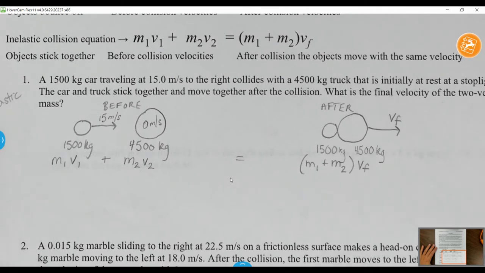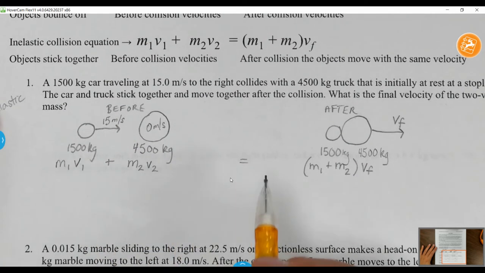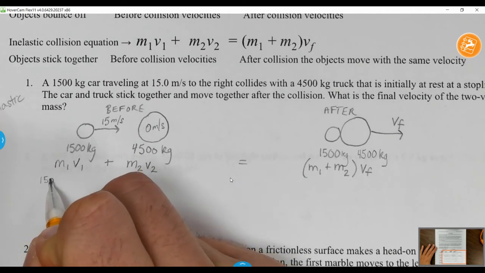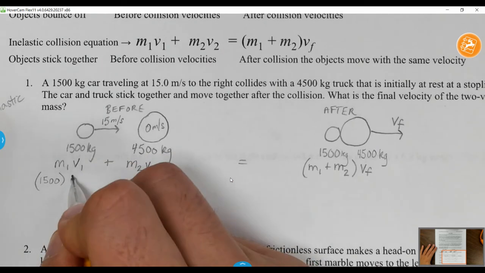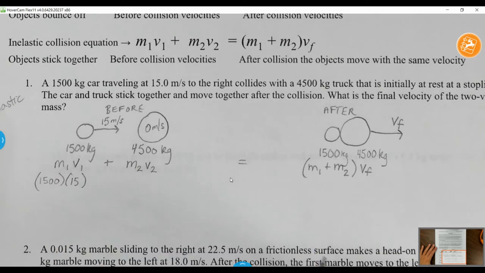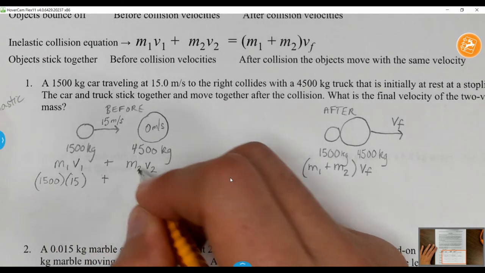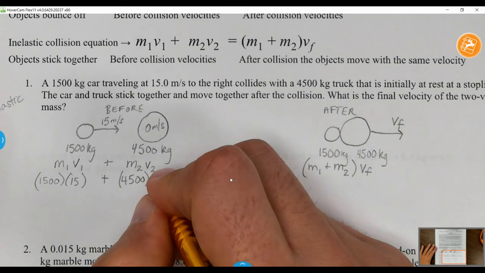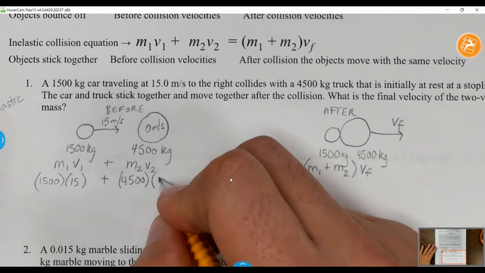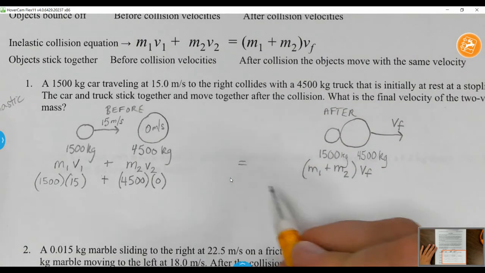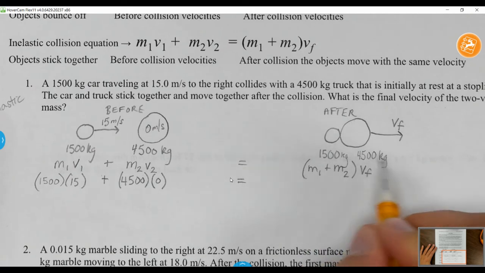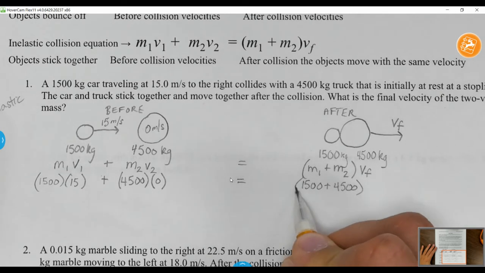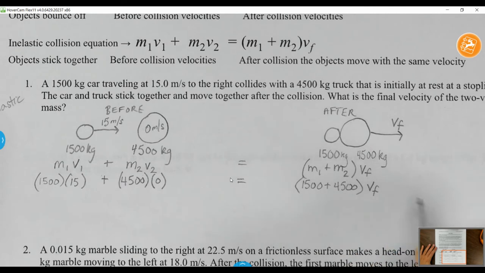And now, after you've done the drawing and labeled everything, put everybody in the spots they need to go in. M1 is what? 1,500. V1 was 15, plus 4,500 times, what is this velocity again? 0. Equals, the masses didn't change, so you're going to add 1,500 and 4,500 together, and that value gets multiplied by VF, but we don't know it yet.